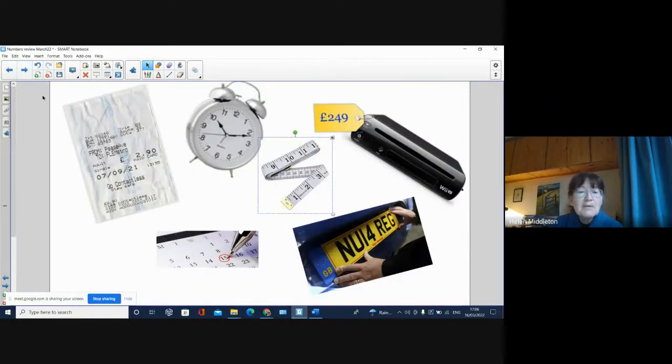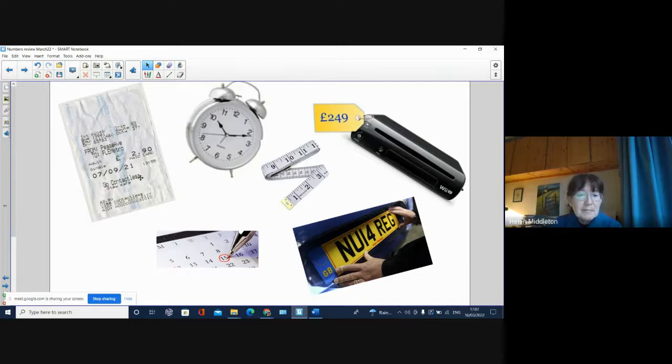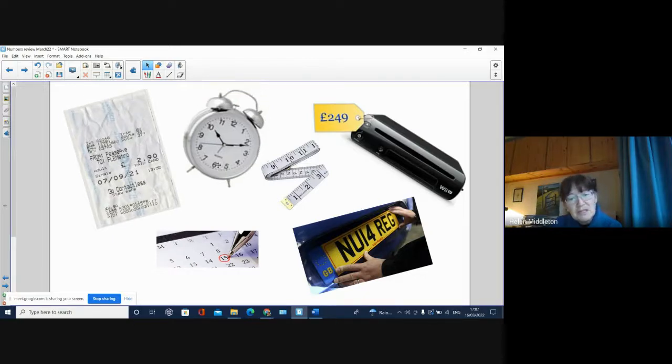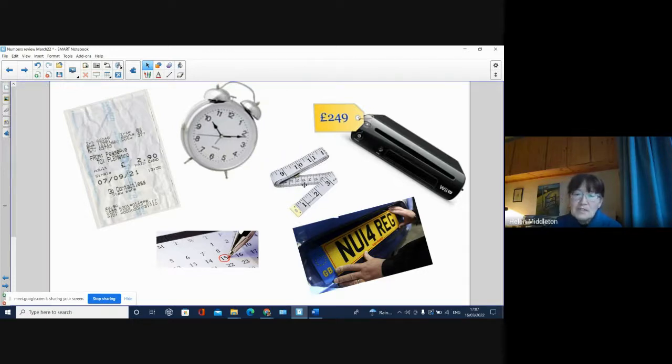But we see numbers in all sorts of places. Have a look for some numbers where you live, in your house or maybe outside. Where's this? Where do you see these numbers? What is it? What was this? I used it at the start, didn't I? Do you know what it's called? What is it?